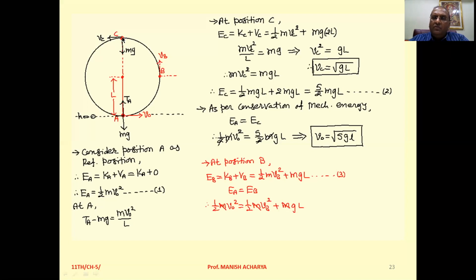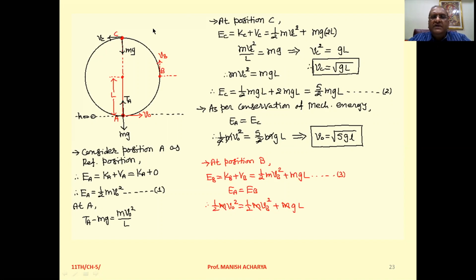When your bob reaches C, the string becomes slack. There is no tension in the string. So at position C, only one force is there, that is the weight, which is towards the center. Clear? So the force which is towards the center will provide the required centripetal force. So we can write mvc square by L equals mg. So vc square is gL, so vc equals under root gL.